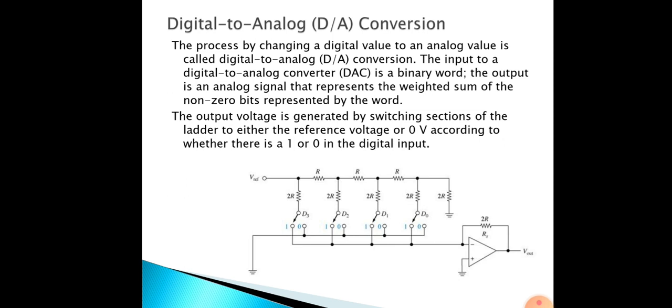The output voltage is generated by switching sections of the ladder to either the reference voltage, V reference, or 0 volt, according to whether there is a 1 or 0 in the digital input. So according to that it will be giving the output. Here you can see the reference voltage V reference is connected to the resistor by means of an electronic switch. So D0, D1, D2, D3 are nothing but electronic switches, which respond to binary 1.